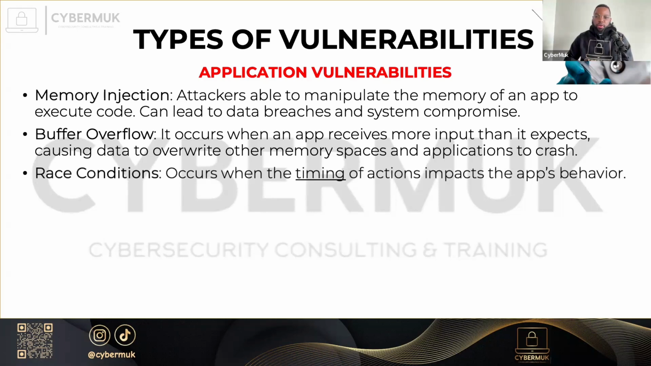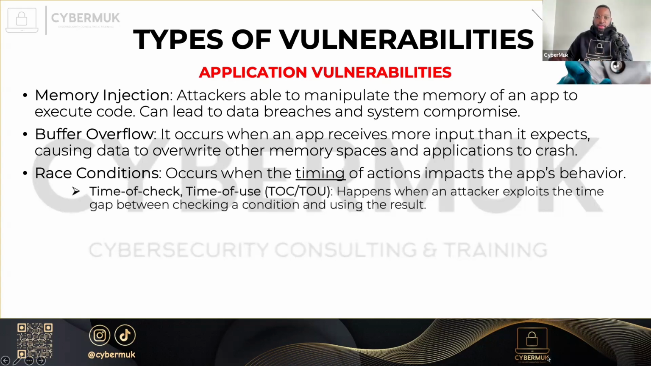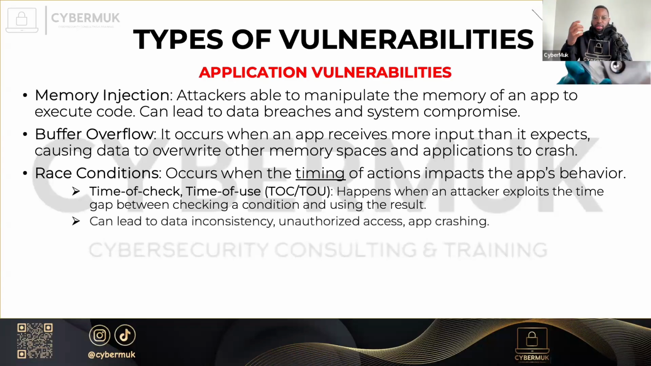Another type of application vulnerability is a race condition. So what is a race condition? This occurs when the timing of actions impacts the application's behavior. So it's very sensitive on timing. You will also see the term time of check, time of use, TOC, TOU. This happens when an attacker exploits a time gap between checking a condition and using the result. So this can lead to data inconsistency, unauthorized access, and the application eventually crashes.